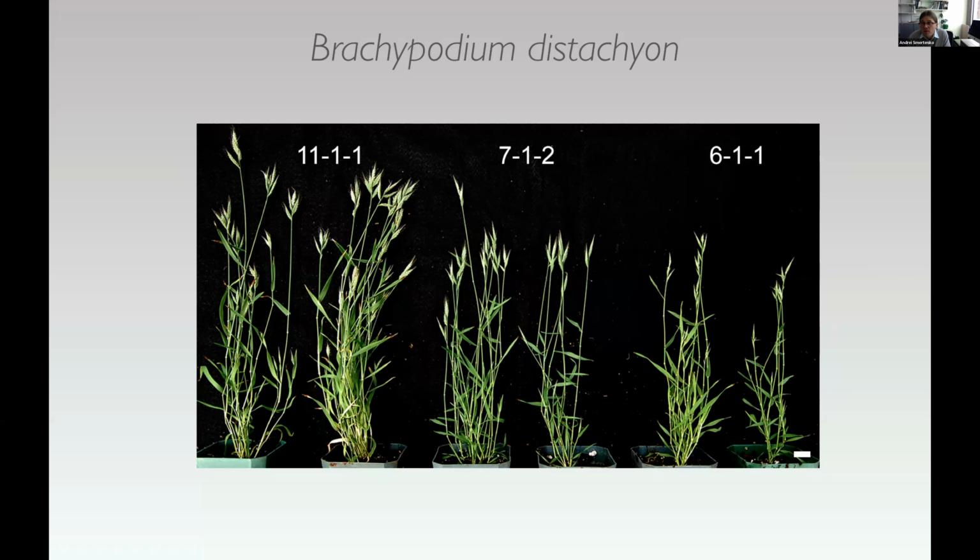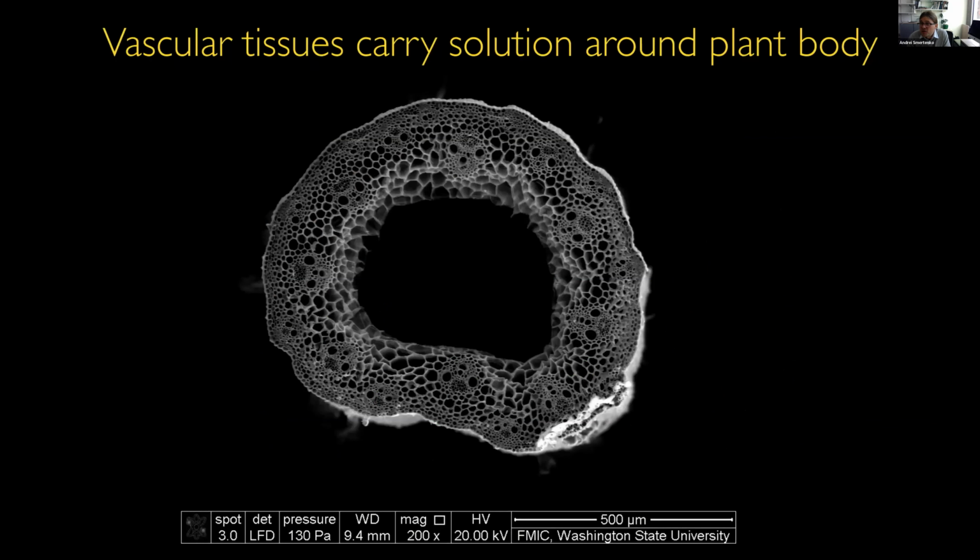So as a model system in this project, we use Brachypodium distachyon. It's a very close relative of wheat, and it has a very similar anatomy of the water movement system. So here is a scanning electron microscopy micrograph of cross sections through a Brachypodium stem. What you can see are these circles that look like monkey faces with eyes and then mouth and forehead.